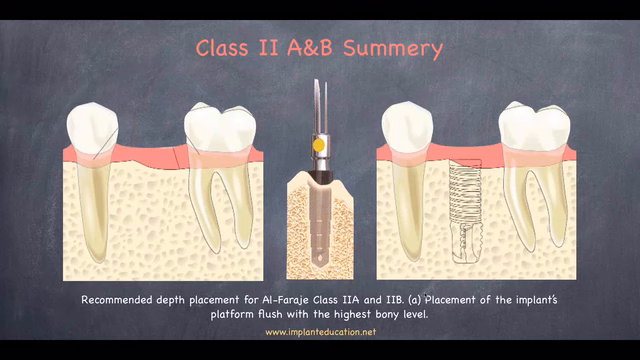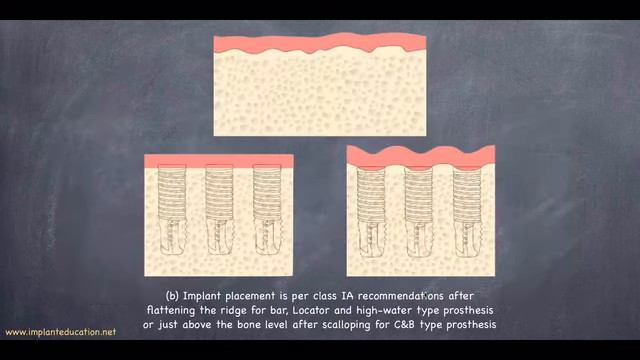This will summarize class 2. You have irregular bone, single unit, place the implant flush with the highest bony level. Multi-unit, you either flatten the whole thing and you might be doing only a bar over denture, you don't care about bony papillae and all that stuff, or you will be scalloping the whole thing and placing the implant by the guidelines mentioned in class 1B in order to have bony and soft tissue papillae, as you can see here on the lower right-hand side illustration.